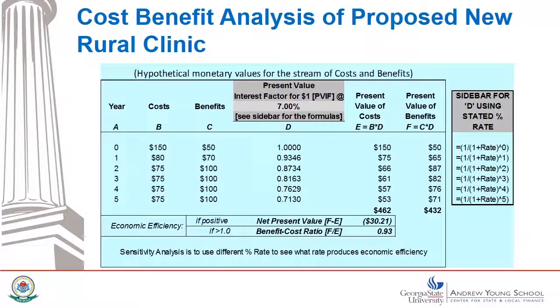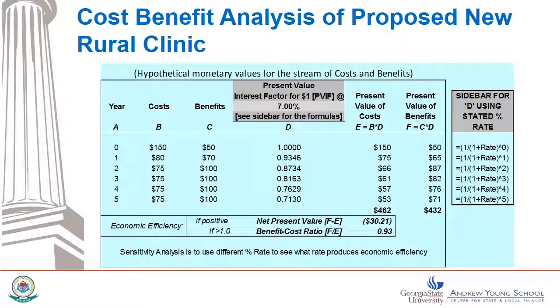Column E is the product of multiplying costs times the present value interest factor. That means multiplying column B times column D. The results reveal that the 150 of costs now, year 0, need not be discounted since they go out now. The 462 sum of column E represents the sum of the present value of all costs.